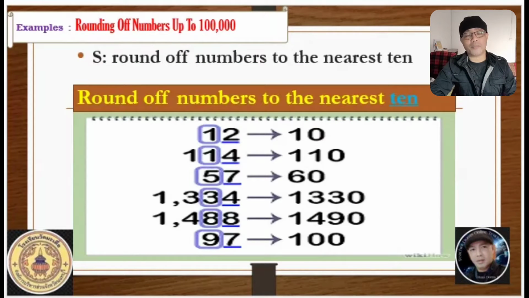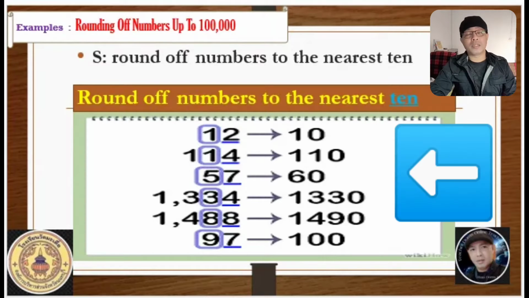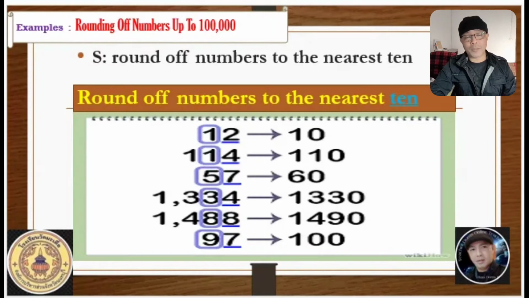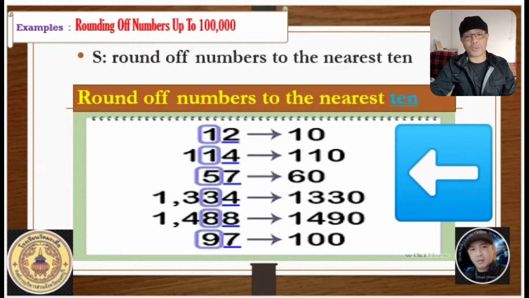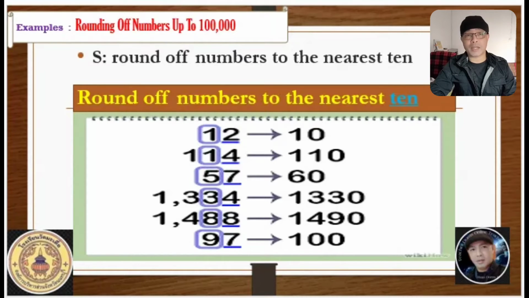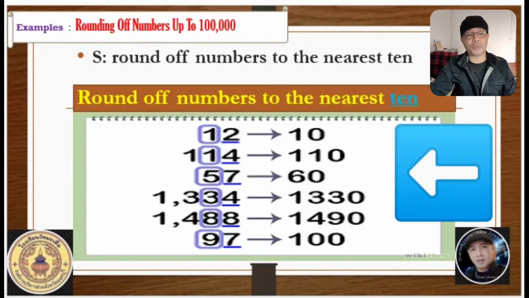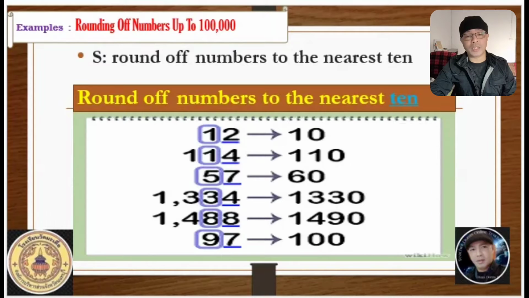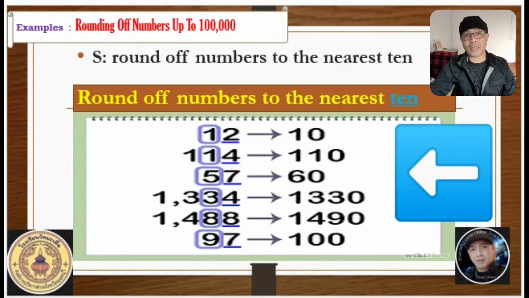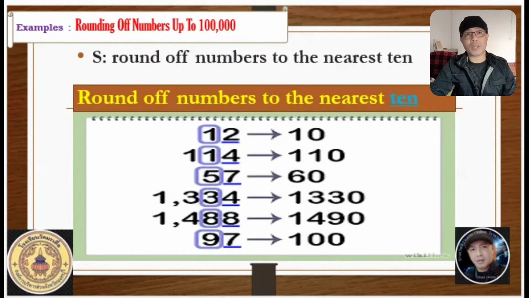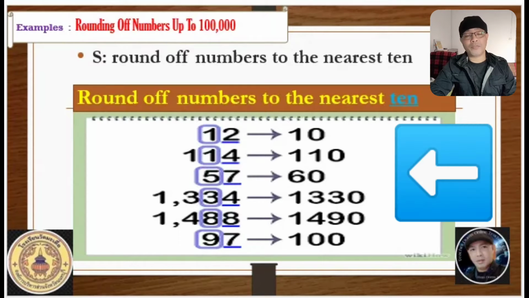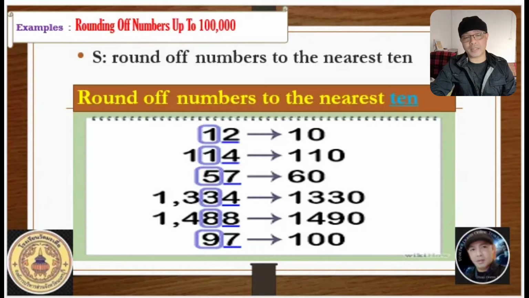So here we have number 12, and we look at the ones place, and 2 is a weak number, so 12 becomes 10 when we rounded it off to the nearest 10. 114, 4 is a weak number, it becomes 110. We have 57, 7 is a strong number, it becomes 60.